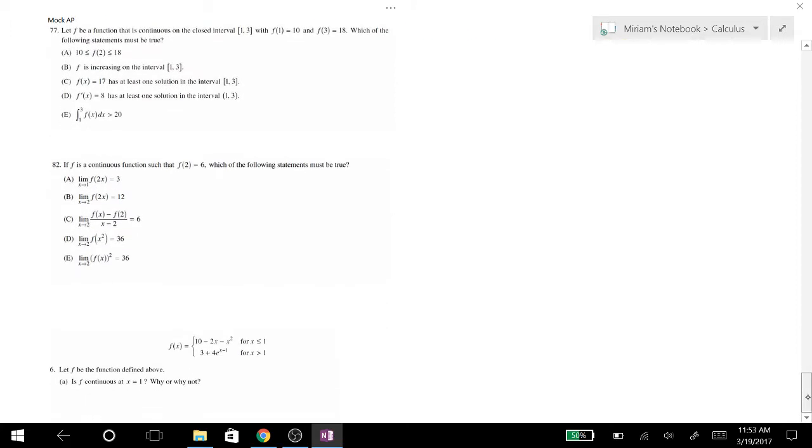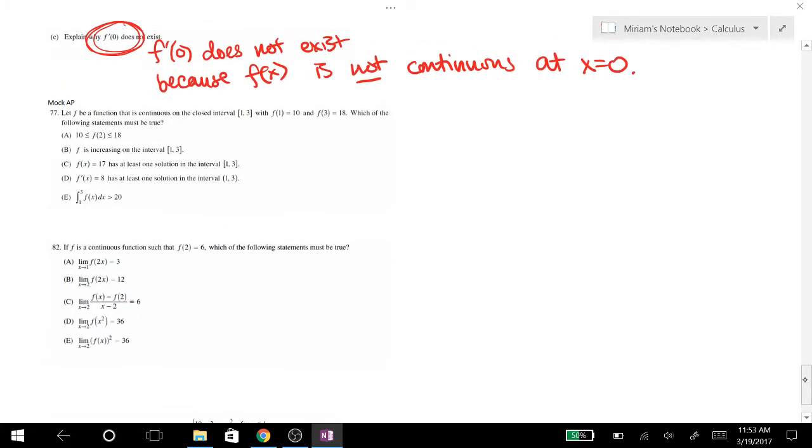Alright, there's 3 more problems on your mock AP that you can now answer because of this review. It says here, I have a function that's continuous on the closed interval 1 to 3, so that just means I have a graph from 1 to 3. And it tells you that the points are (1, 10) and (3, 18).